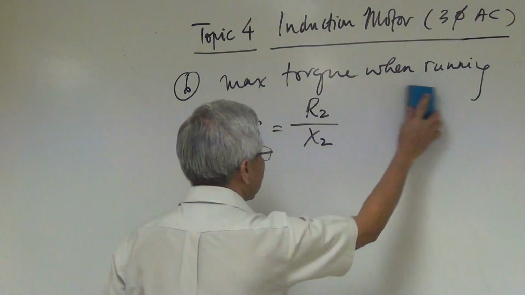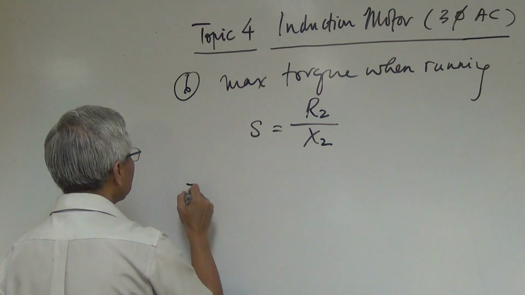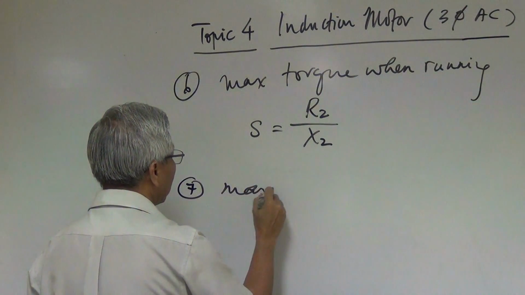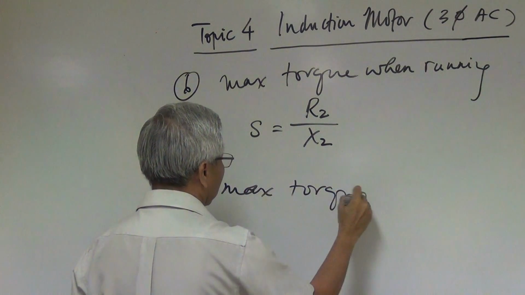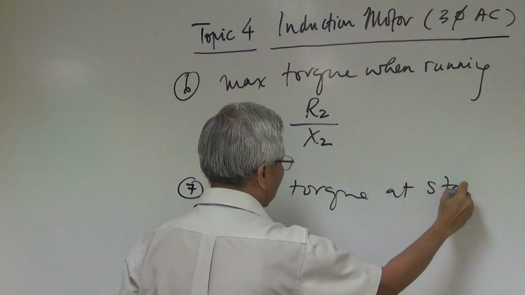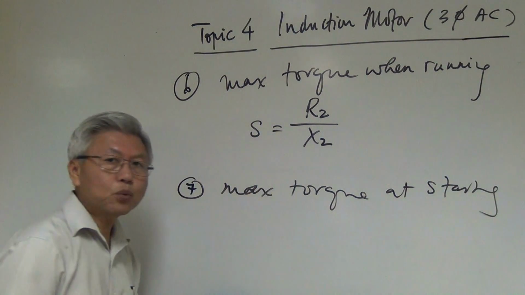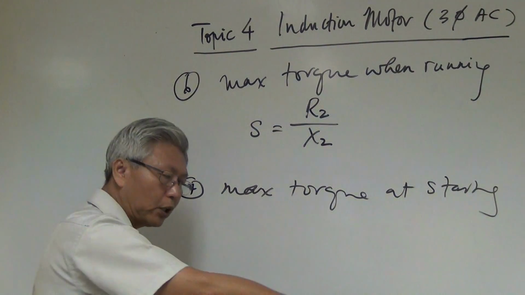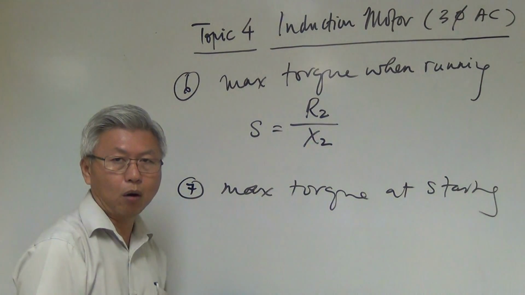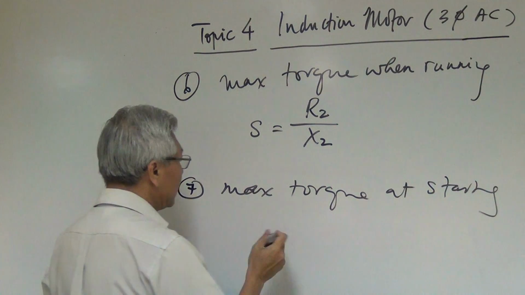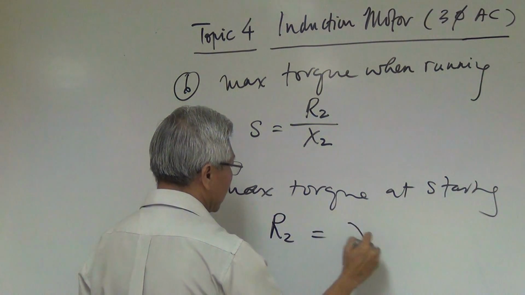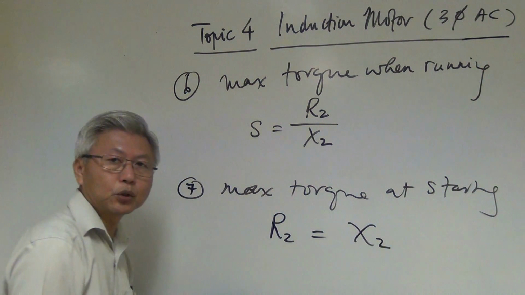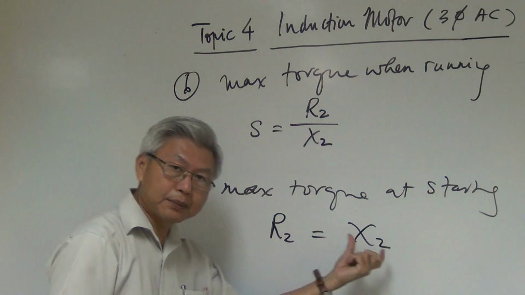Okay, point number 7. Maximum torque at starting. Right? Now this one is about initial. That means when you turn on your induction motor, you want your induction motor to develop maximum torque. Now the condition that must be achieved is that R2 must be the same as X2. The two values must be the same.